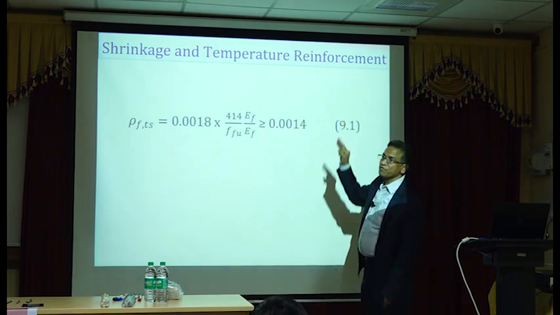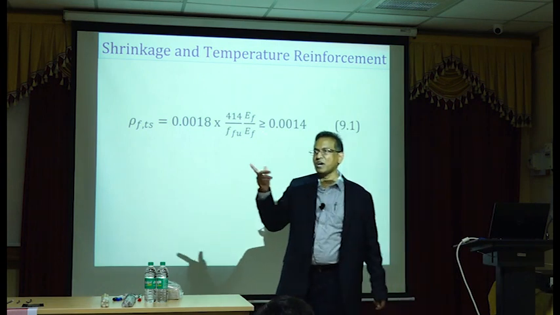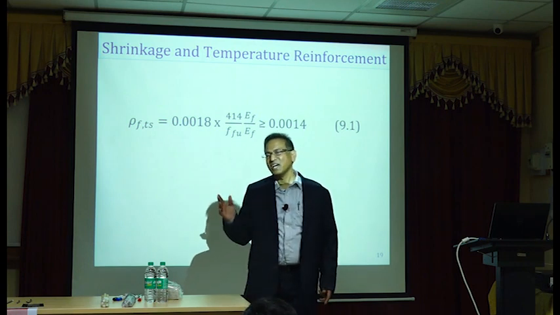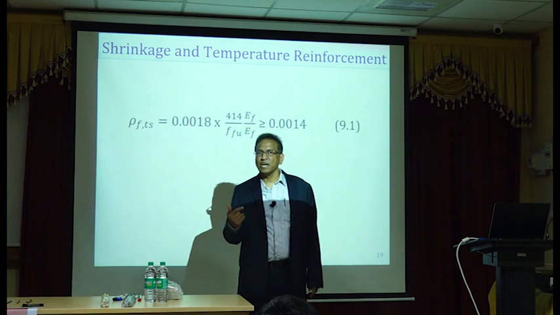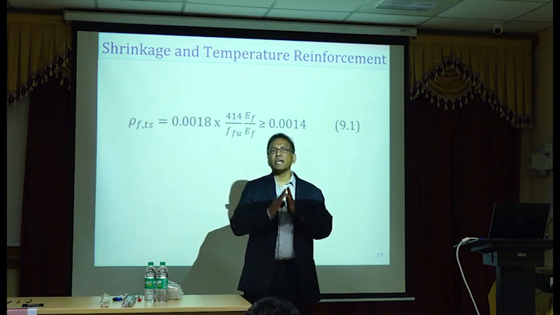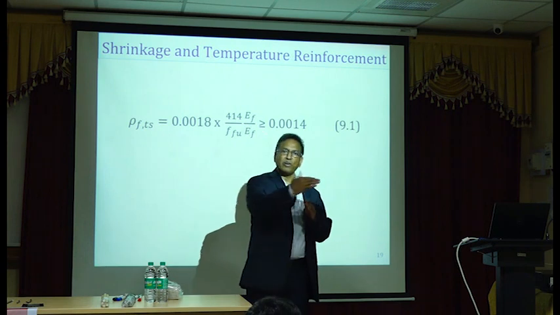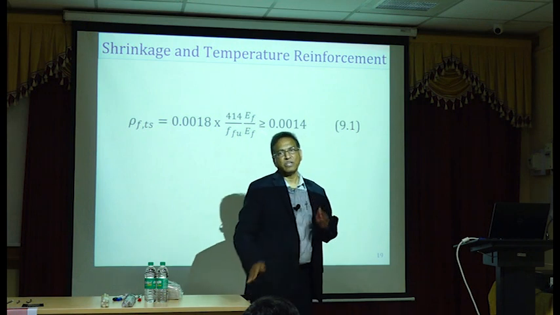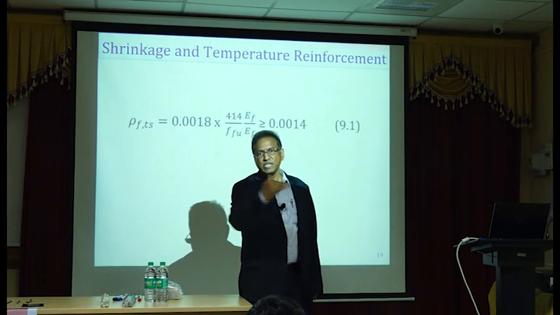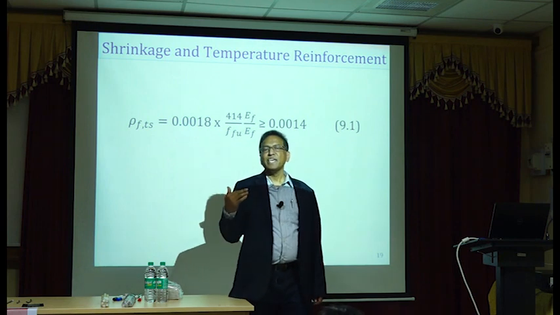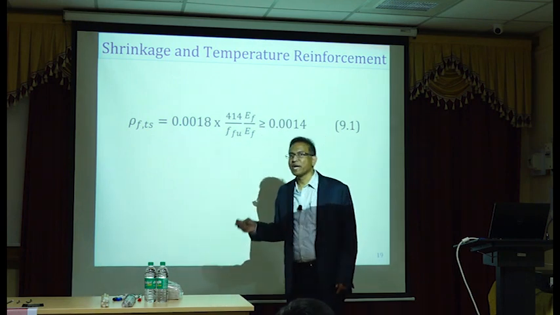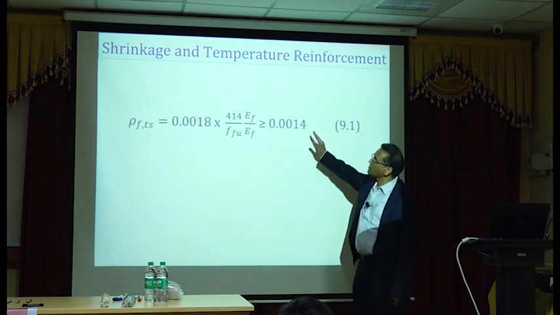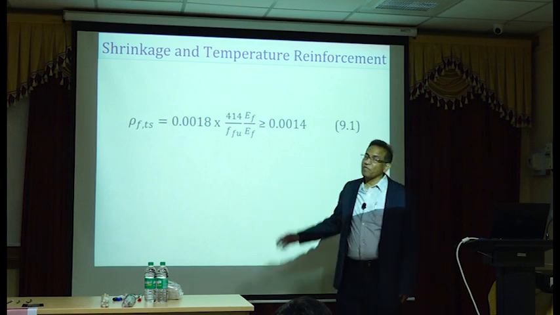So, shrinkage and temperature reinforcement. Many of you are probably thinking of using FRP for it. That's otherwise known as distribution steel. Distribution steel is provided perpendicular to the direction of the main steel. Main steel is for flexural requirement. Distribution steel is for shrinkage control, temperature movement, and things like that.